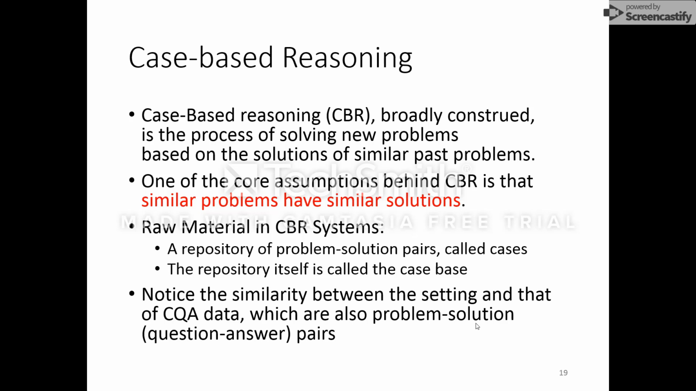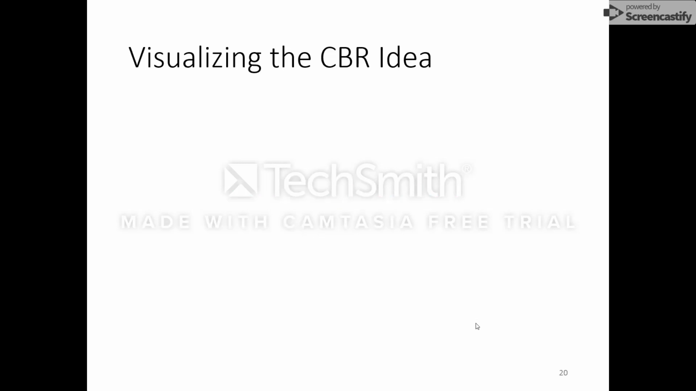And I would like to point out here that similar problems have similar solutions is an assumption that is likely to be valid in the case of how and why questions as well. Right. So in CBR it's called problem solution pairs. We have question answer pairs. So it's practically of a similar structure in some sense, if you want to think of it that way.